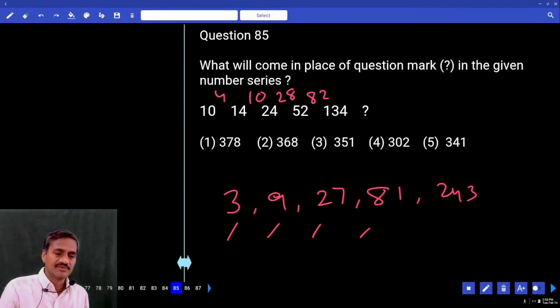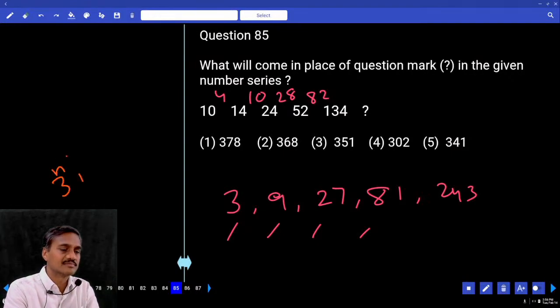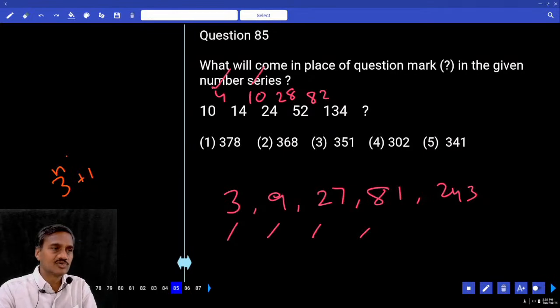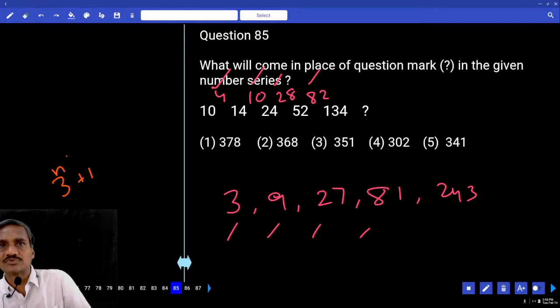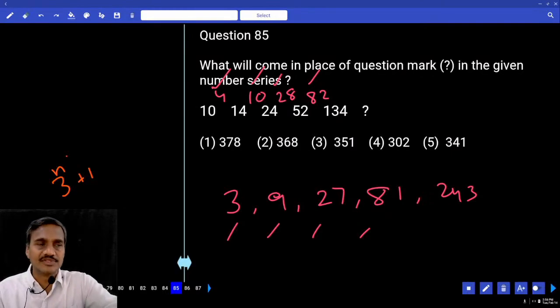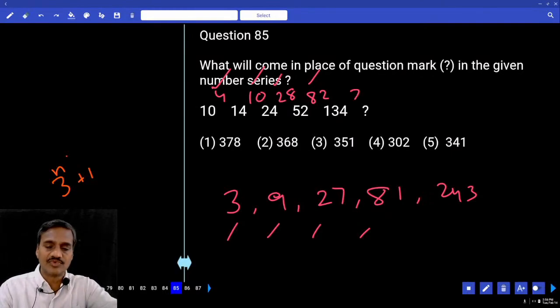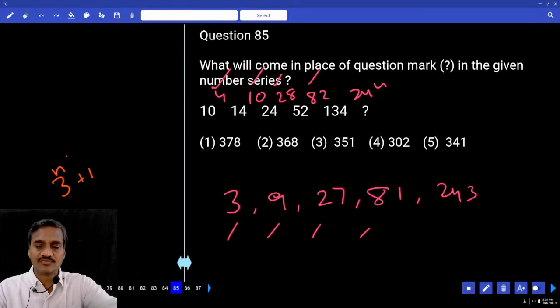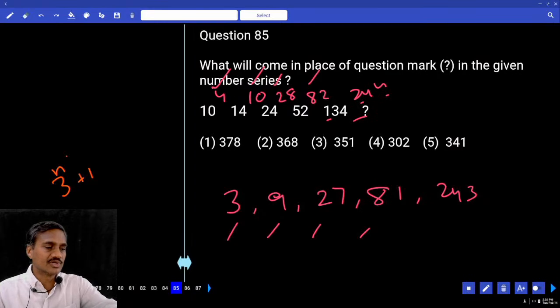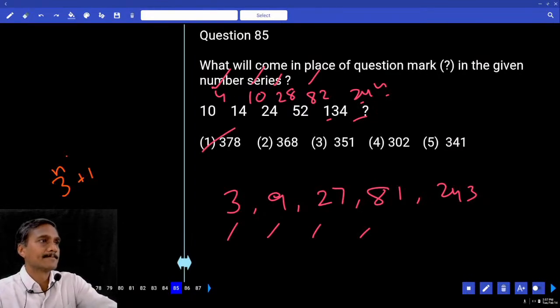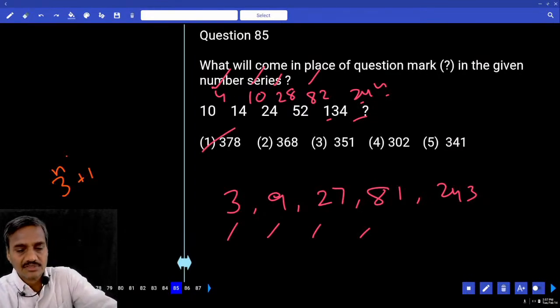Then the given numbers can be written as, how can we write them? 3 power n plus 1: 3 power 1 plus 1, 3 power 2 plus 1, 3 power 3 plus 1, 3 power 4 plus 1, 3 power 5 plus 1. 3 power 5 is how much? 243, and 243 plus 1 is 244. What should the last digit be? 4 plus 4 is 8, 13 plus 24, isn't it? And what is your answer here? 378. 378, that is choice 1.